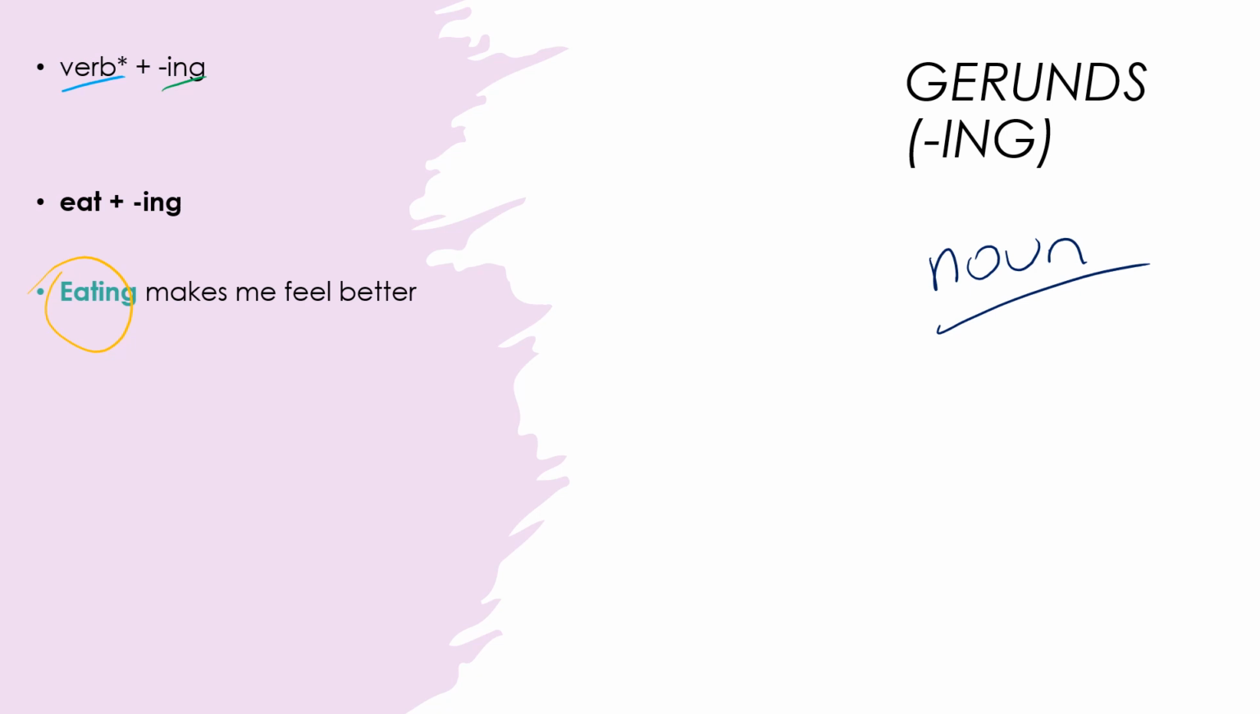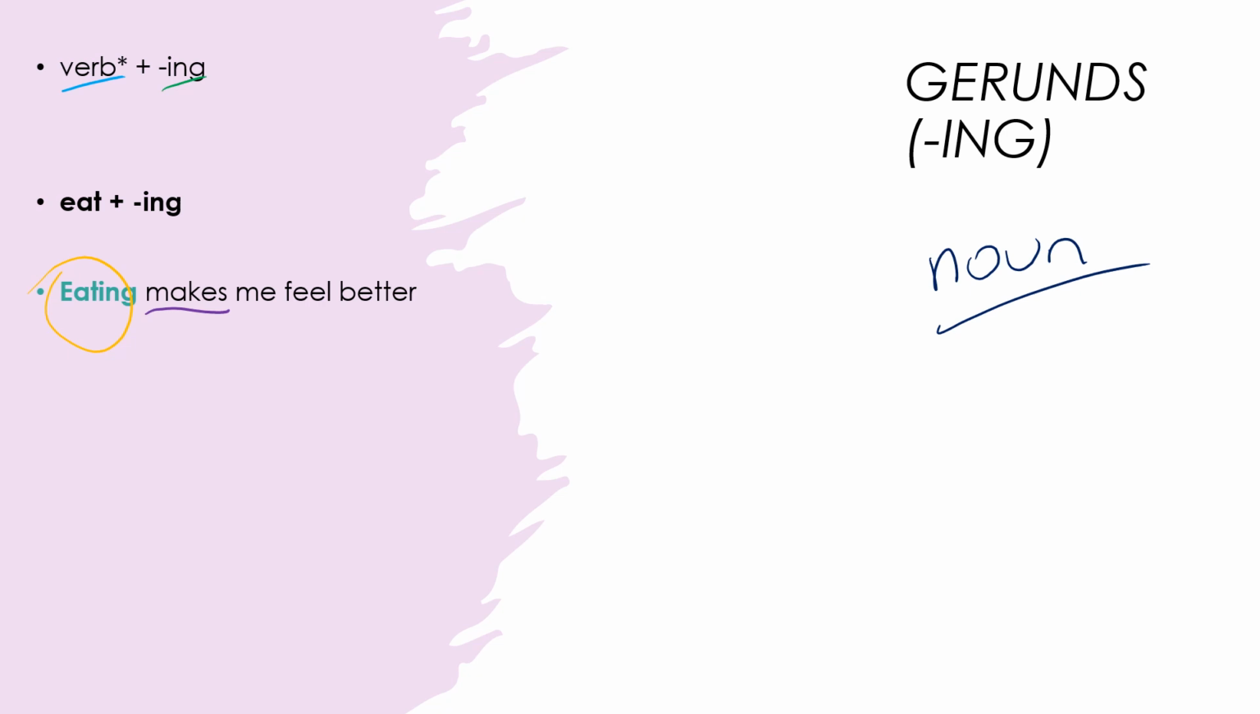So we have this sentence as an example. Eating makes me feel better. And how do we know eating is not actually a verb? Well, if we ask, what makes me feel better? Is eating, right? That's the answer. So the verb is clearly makes.